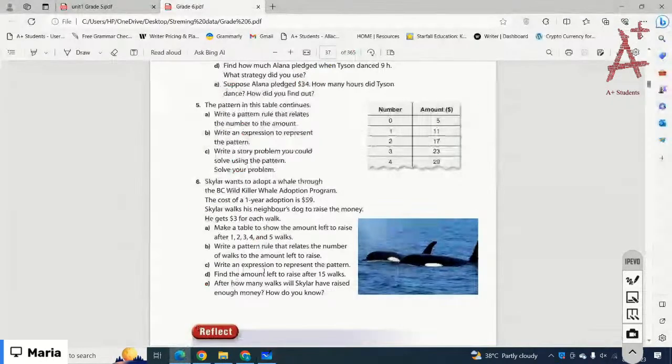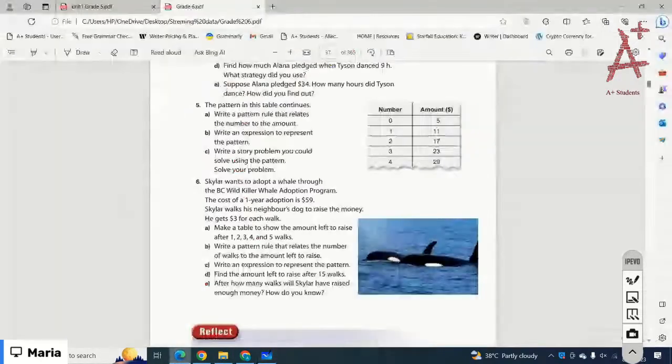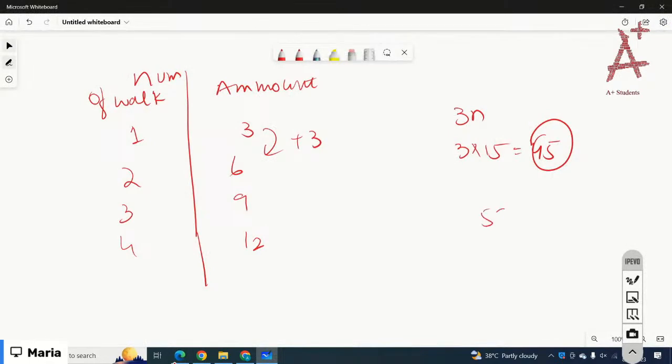So the question is, find the amount left to raise after 15 walks. Okay, after 15 walks, 3 times 15. The money he collected is 45. You have to calculate the amount he has left after 15 walks. The amount he needed is 59. 59 minus 45 is, after 15 walks, he's still left with 14. Oh, no, hold on.